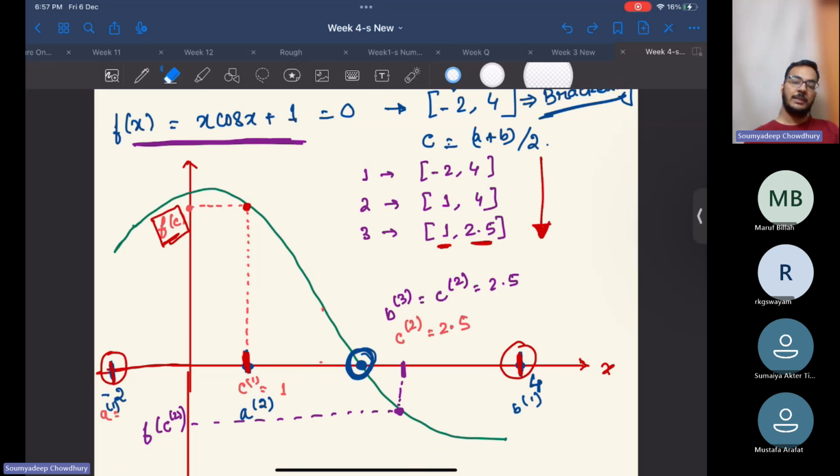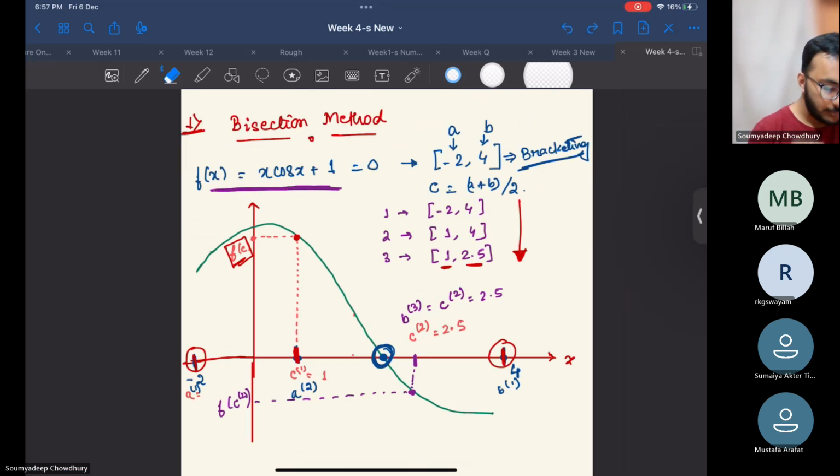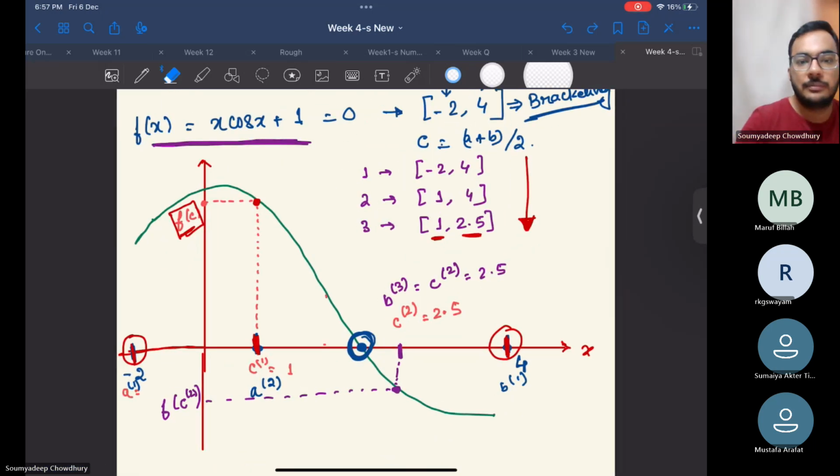How do you choose the next subinterval? It is based on the functional value at those two particular points. Wherever there is a sign change, you have to choose that particular interval, not the other one. Is it clear?